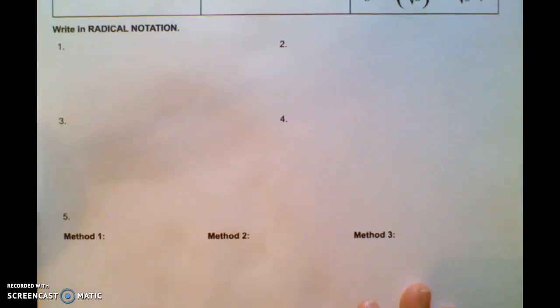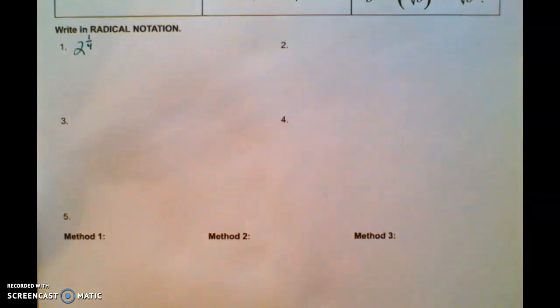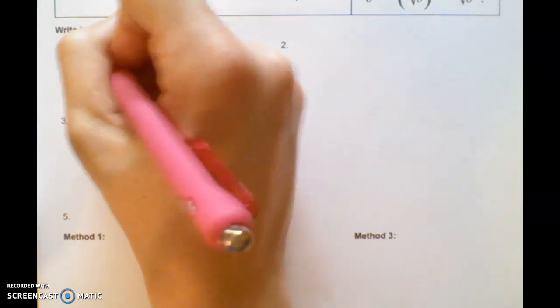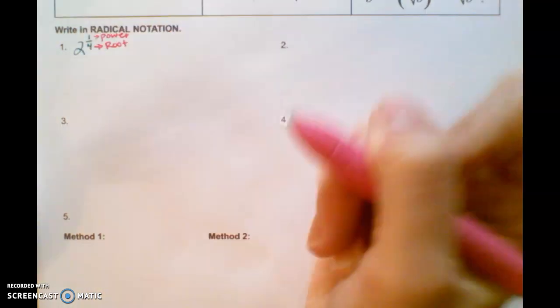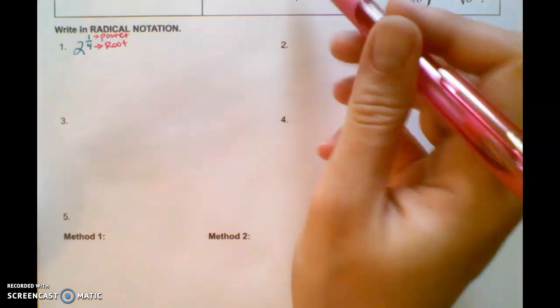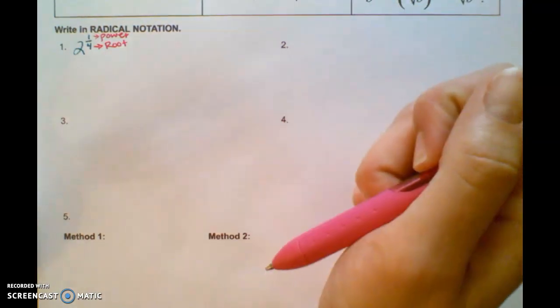So let's write in radical notation. If we have 2 to the 1/4 power. Well, on the first few, I want us to label. The 1 on the top is the power, and the 4 on the bottom is the root. Power over root. So there are two ways that we can write this. We can write it with the power outside or the power inside.